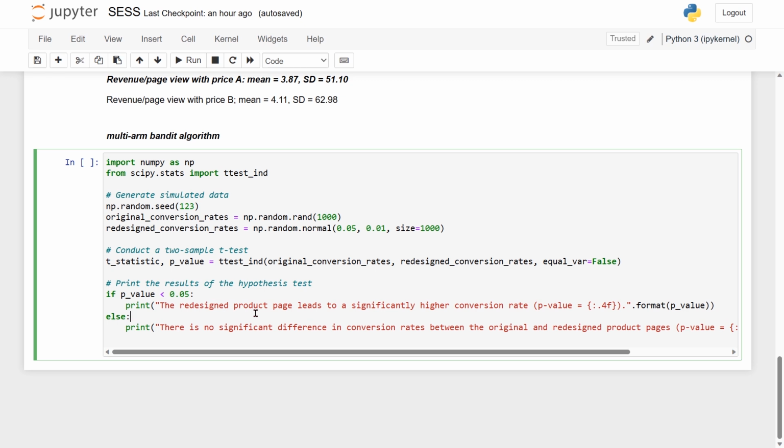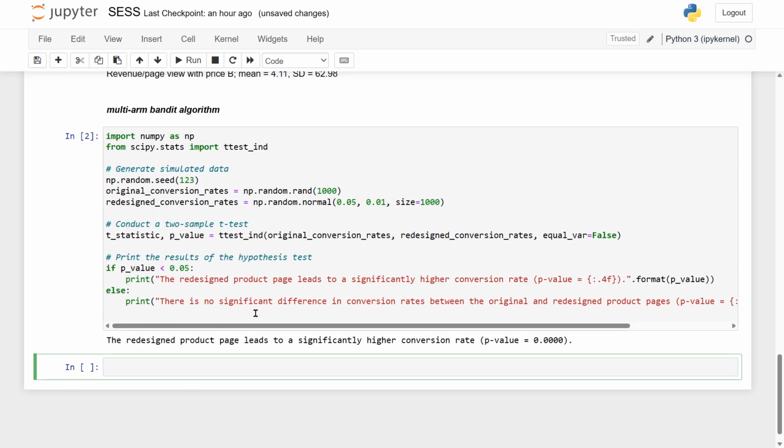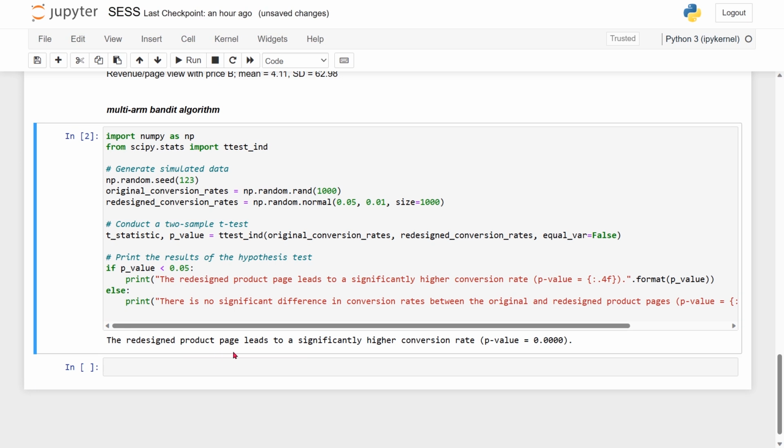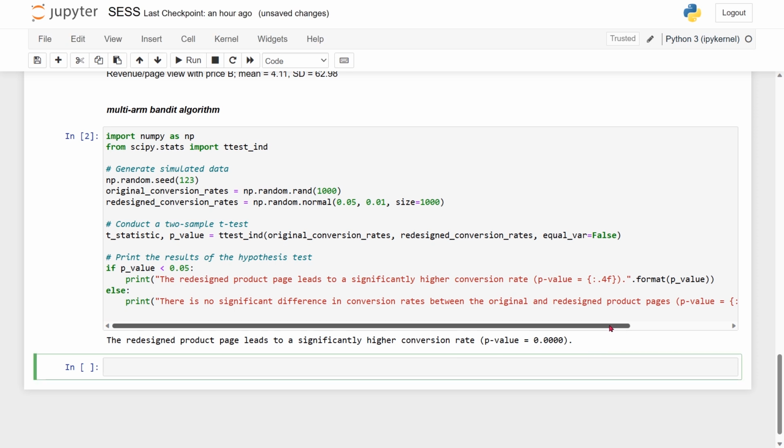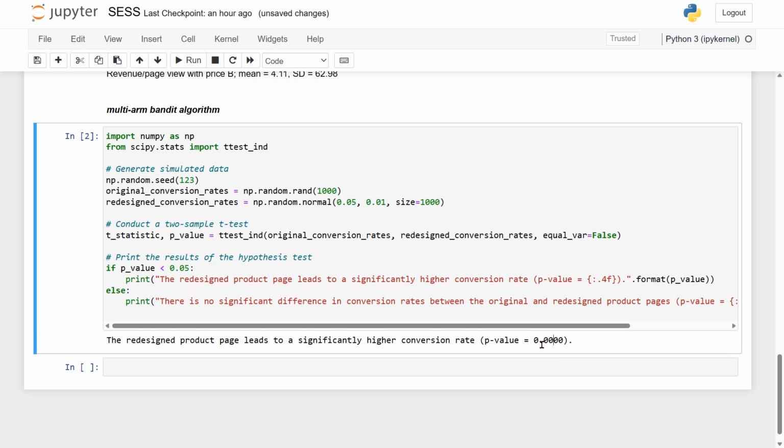Let's see whether we confirm the hypothesis or reject the hypothesis. Yeah, we are confirming the hypothesis. The redesigned product page leads to a significantly higher conversion rate with p-value 0.0000, which is lesser than 0.05. So we are confirming the hypothesis.